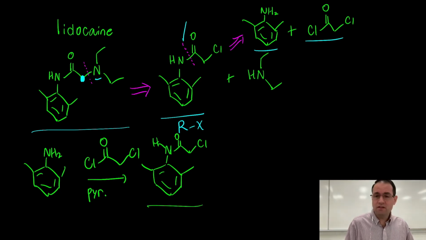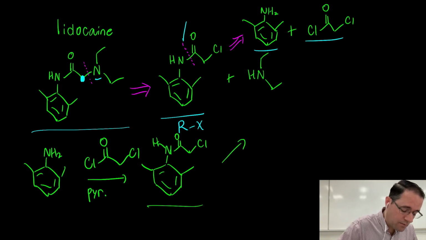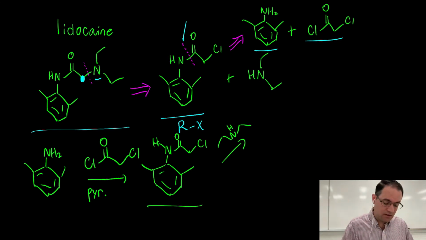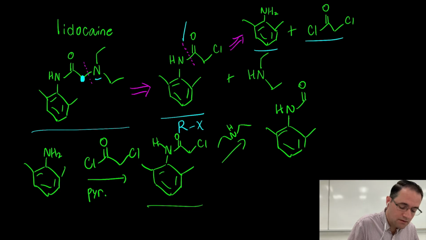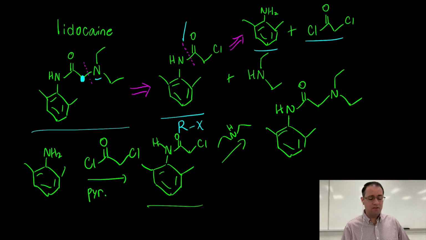Then, now that you have this intermediate, you can think about alkylating it. If you treat this with dimethylamine and under refluxing conditions, you can get your product, okay? And that's a very efficient two-step synthesis for lidocaine, something kind of complicated here, okay?